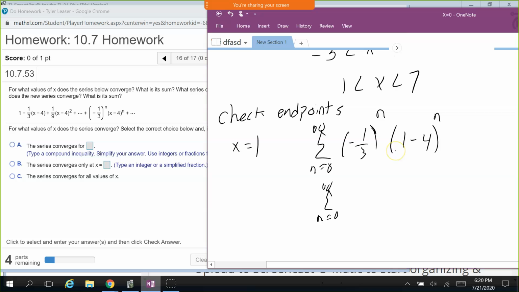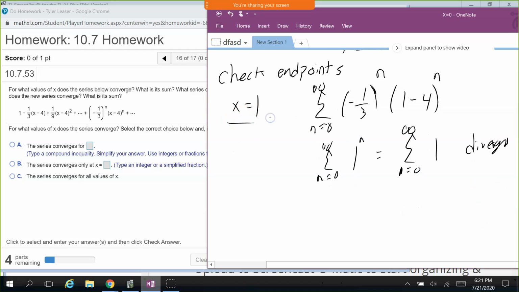You can just multiply those two things together on the n side, which is going to give us 1 to the n. But 1 to the n is always just going to be 1, regardless of what the n is going to be. And if I just add the number 1 an infinite number of times, it's going to blow up to infinity and diverge. Cool. So that says that this endpoint is not going to work.